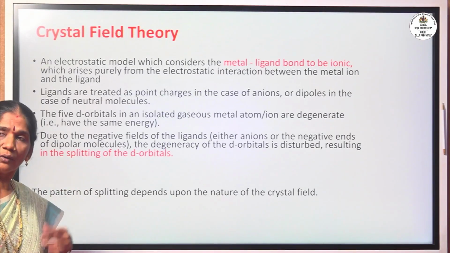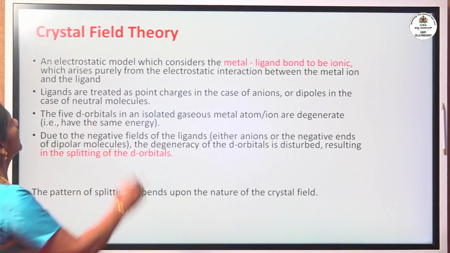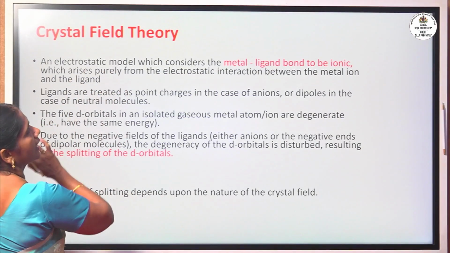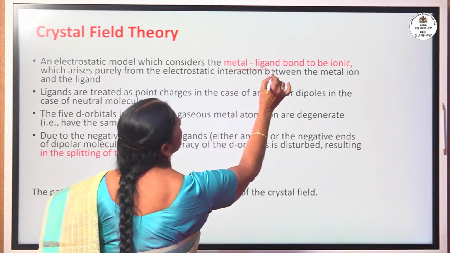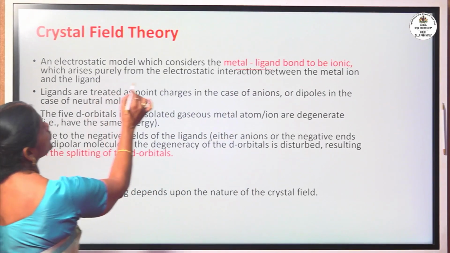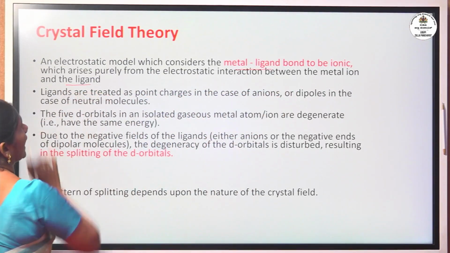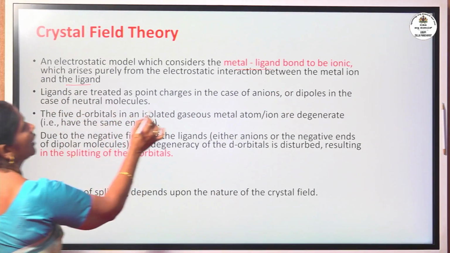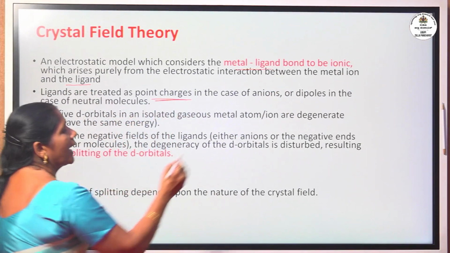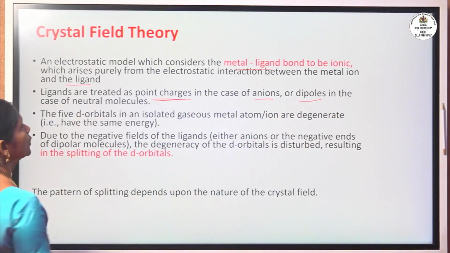Next, moving on to a very important concept called crystal field theory. Here it is an electrostatic model which considers the metal ligand bond to be purely ionic, arising due to electrostatic interaction between the metal ion and the ligand. Ligands are now treated as point charges if they are anions, or dipoles in the case of neutral molecules.